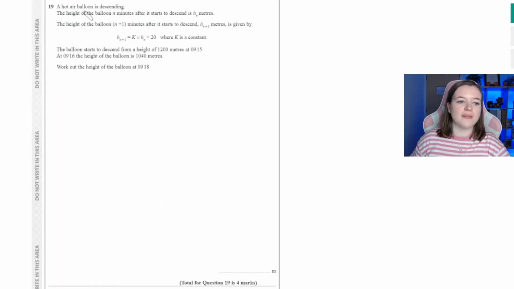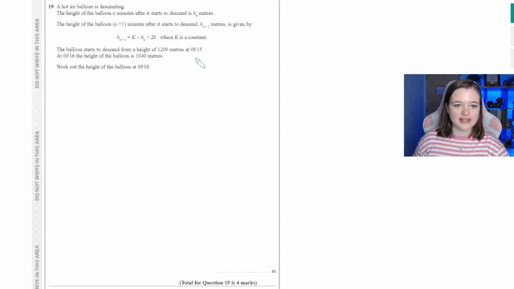Question 19. A hot air balloon is descending. The height of the balloon, n minutes after it starts to descend, is hn meters. The height of the balloon, n plus 1 minutes after it starts to descend, is hn plus 1 meters, and is given by hn plus 1 is k times hn plus 20, where k is a constant. Okie dokie. The balloon starts to descend from a height of 1200 meters at 9:15 a.m. At 9:16 a.m., the height of the balloon is 1040 meters. Work out the height of the balloon at 09:18.